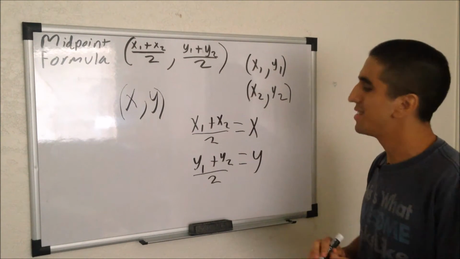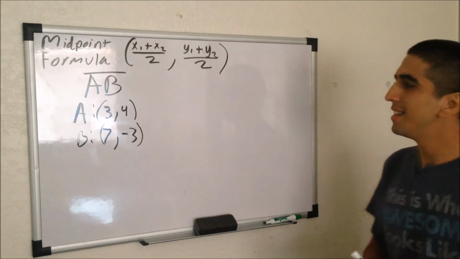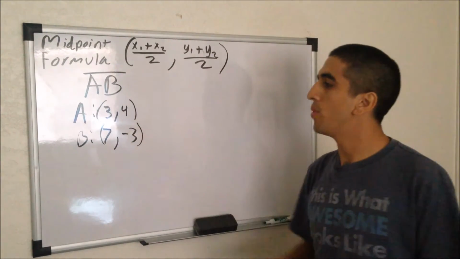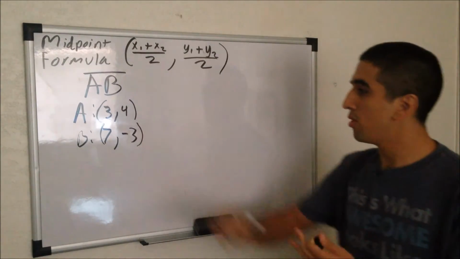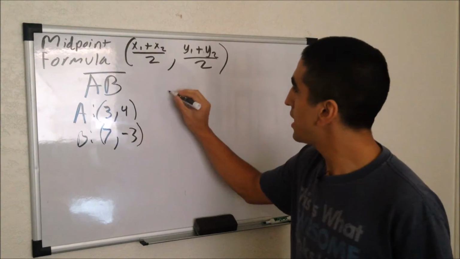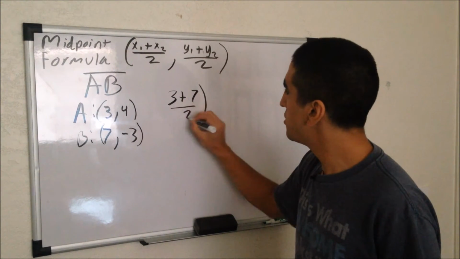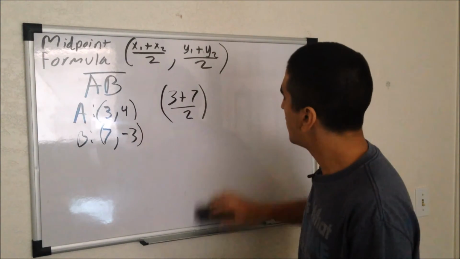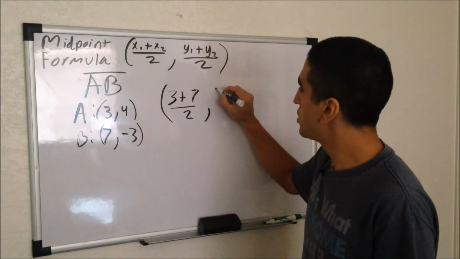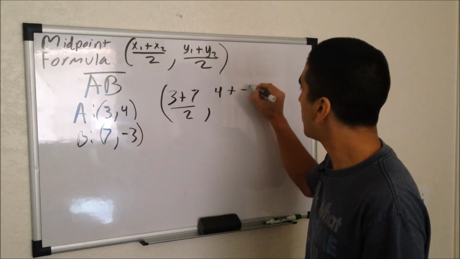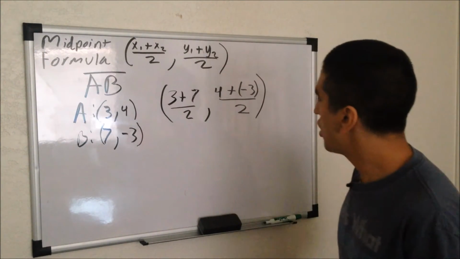So let's go over some applications. The first problem you're likely to see is something like this. You have line AB, points A and B, and you're trying to find the midpoint. So what do we do? Well, we just plug in our numbers. 3 is equal to x1 plus 7, which is equal to x2, and that's all divided by 2. And then on the other side, we have y1, which is 4, plus negative 3, all divided by 2, is equal to y2.